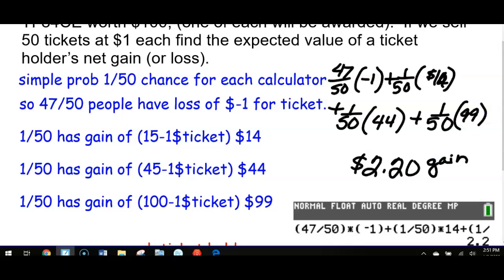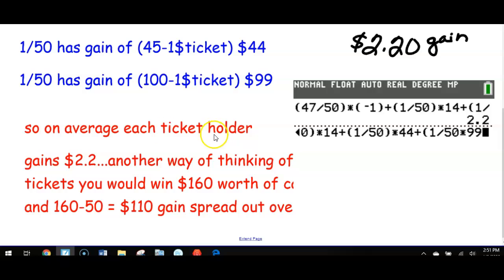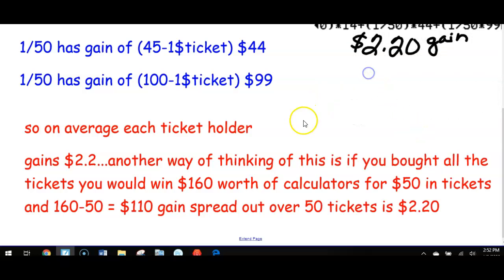Let me scroll down here. I explained this a little better at the bottom. I wrote this all out to try to make it go faster. So on average, a ticket holder gains 220. Another way of thinking of it is, if you were to win all of the calculators, that would be $160 worth of calculators, okay? For the $50 in tickets that it costs you to buy all the tickets, you would gain $110 in value. Spread out over 50 tickets, that would be $220 a ticket. So it's another way of thinking about it, okay?